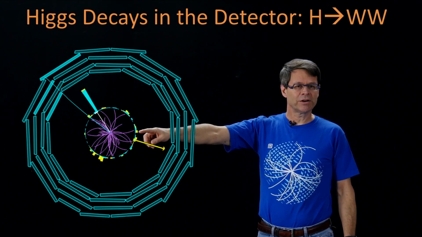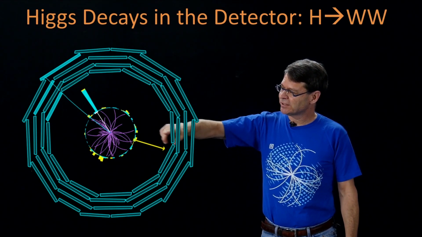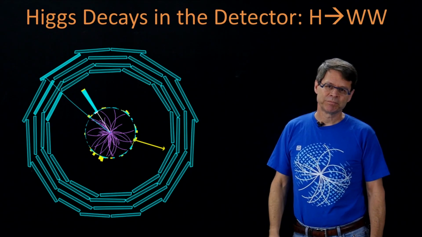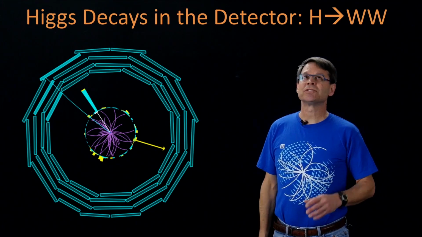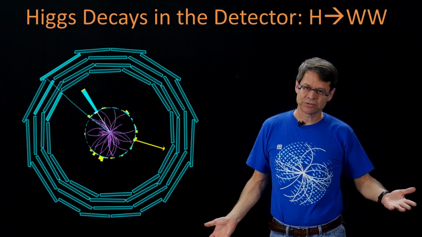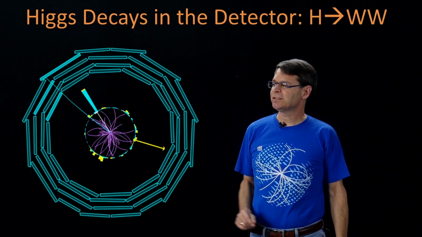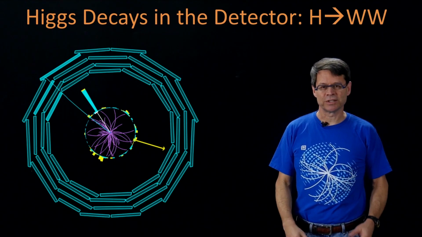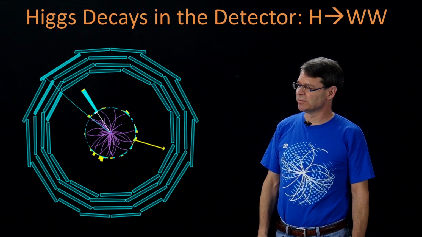Well, this yellow arrow here tells us the magnitude of the momentum imbalance. And that's the signature of these W's decaying to leptons plus neutrinos. We don't ever measure the neutrinos. It gives an imbalanced momentum, and that's how we can determine this signature of the Higgs decay to WW.